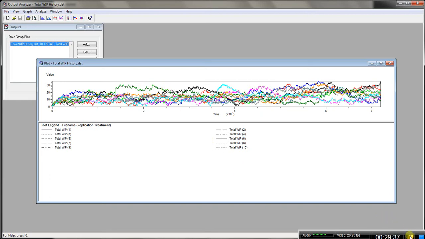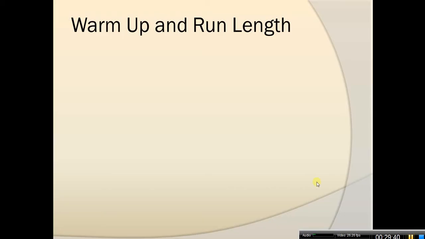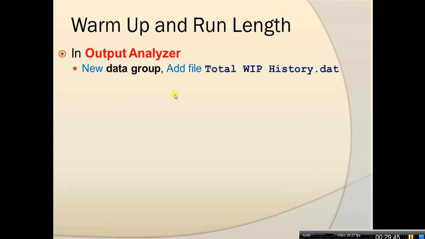So let's go ahead and review this. What we did in the Output Analyzer is we first selected a new data group, which created this new data group. Then we added our file that we obtained by running the model. We got this total work in process history dat, which collected our statistics on the entities' work in process for different types of parts. And then we were able to graph all replications, the plots for all replications together.